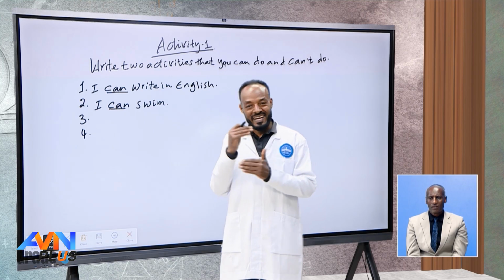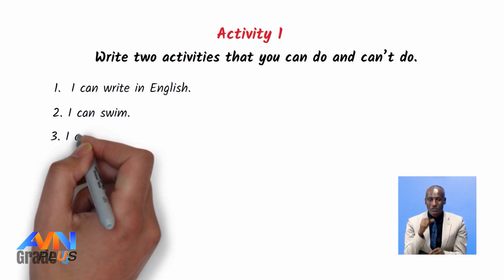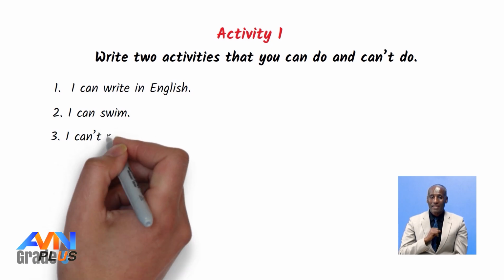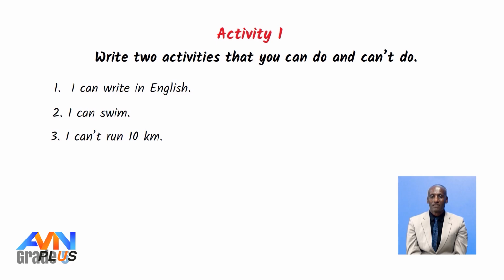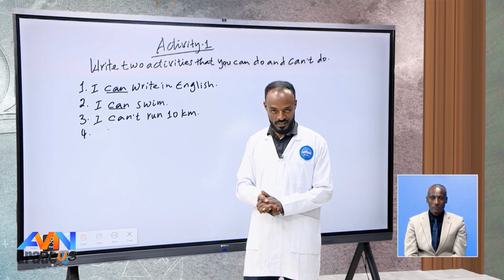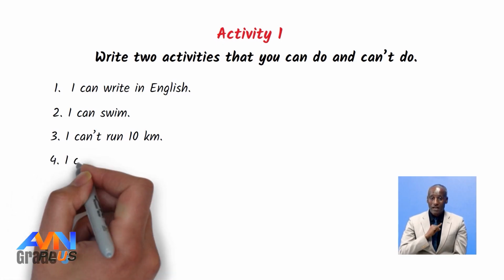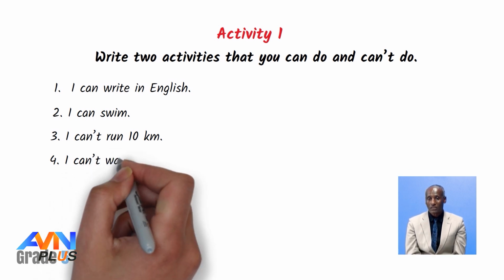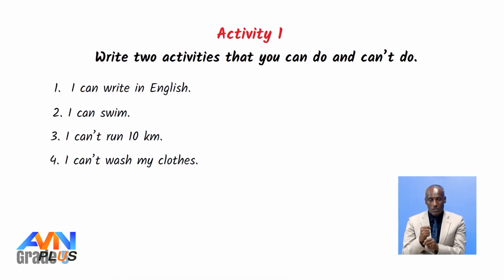What about the activity that you cannot do? I can or cannot? Yes, I cannot. Yeah. I cannot run 10 kilometers per hour. I cannot run. And then so you can say, I cannot or I can't wash my clothes.